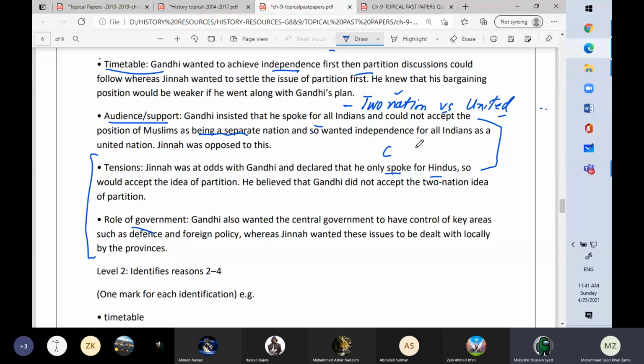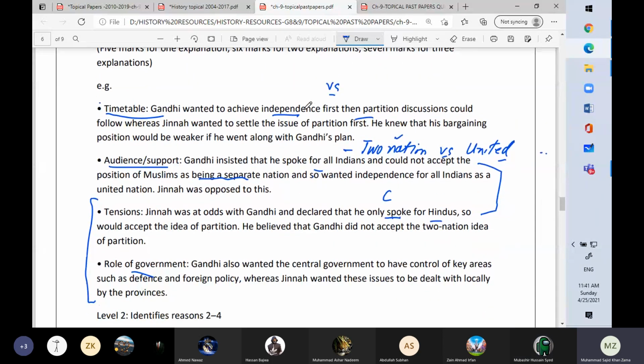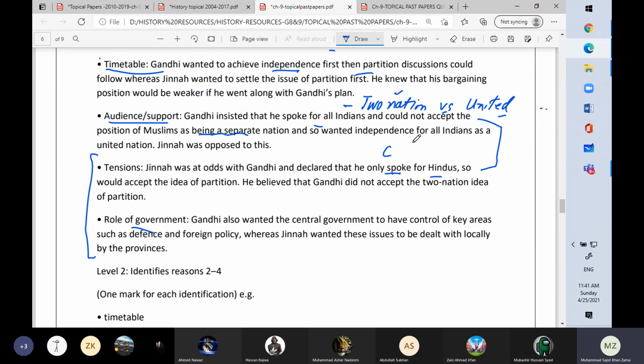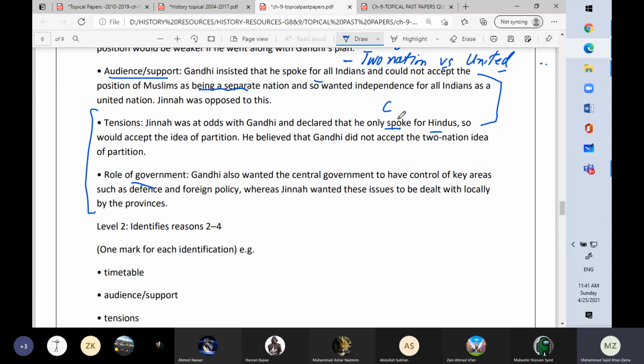The next, as I tried to explain, these points: one, independence versus partition; second, one nation versus two nations; third, Gandhi's claim to be speaking for all Indians, but Qaid reminded him that he spoke for Hindus only; and the fourth point of difference was the central government, which definitely was to be of Hindus, because they had the majority, so they wanted key control with the central government, which was refused by Qaid-e-Azam Muhammad Ali Jinnah.